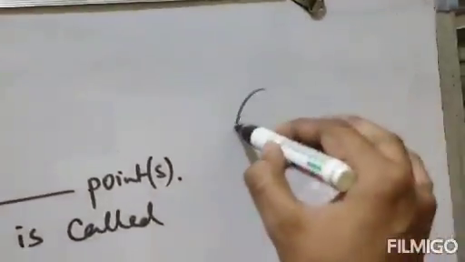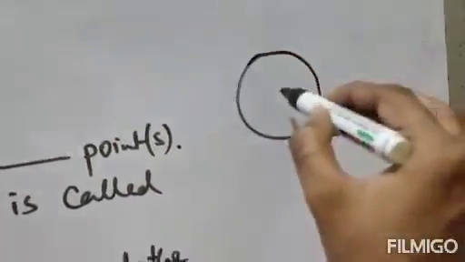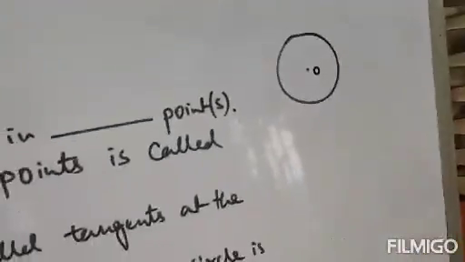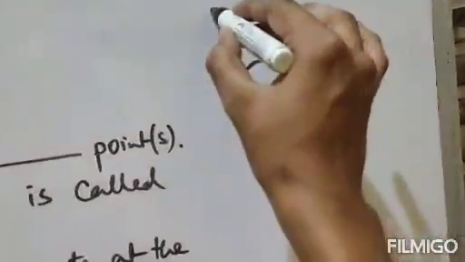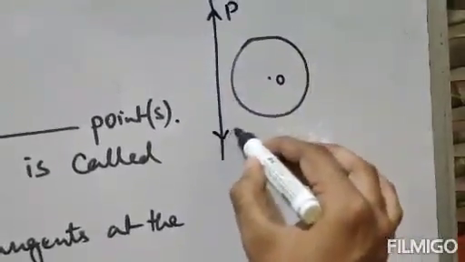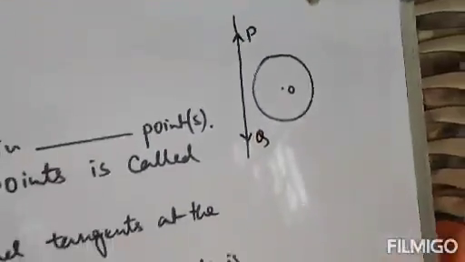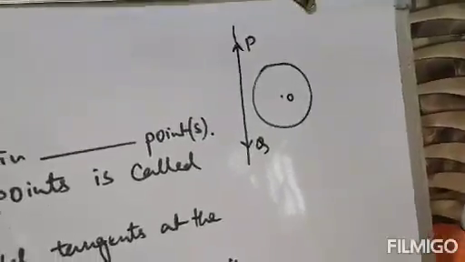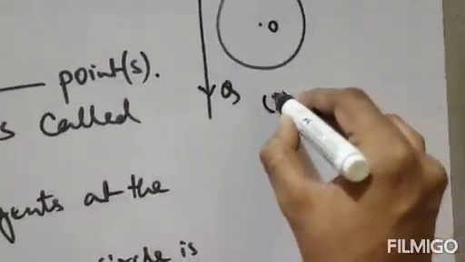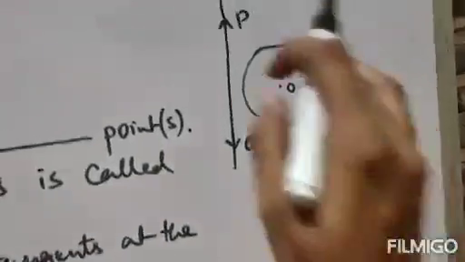So let's consider that it is a circle, and this is the center of the circle named as O. This is the line segment PQ. This is the first figure, first diagram.